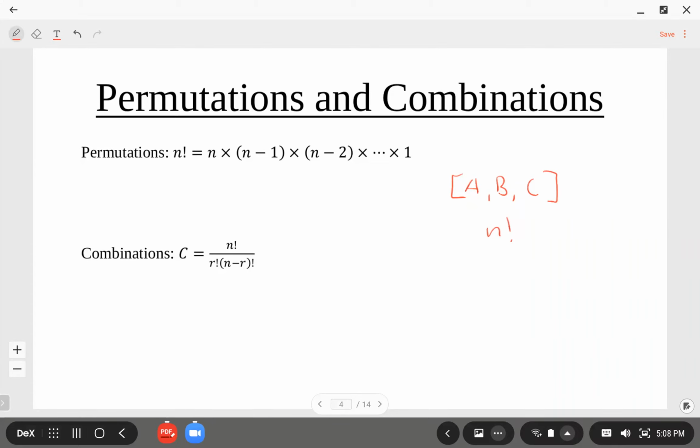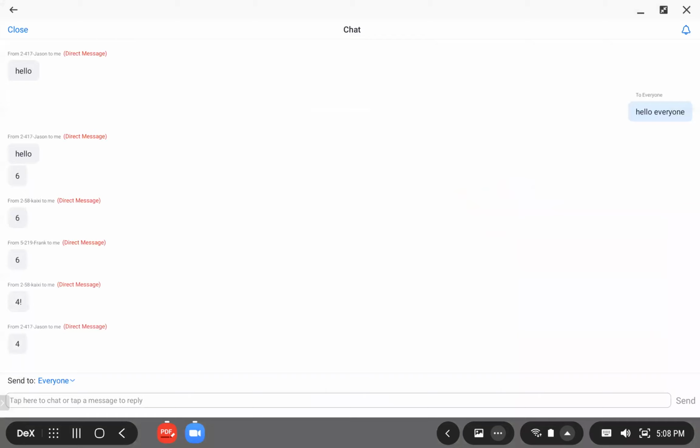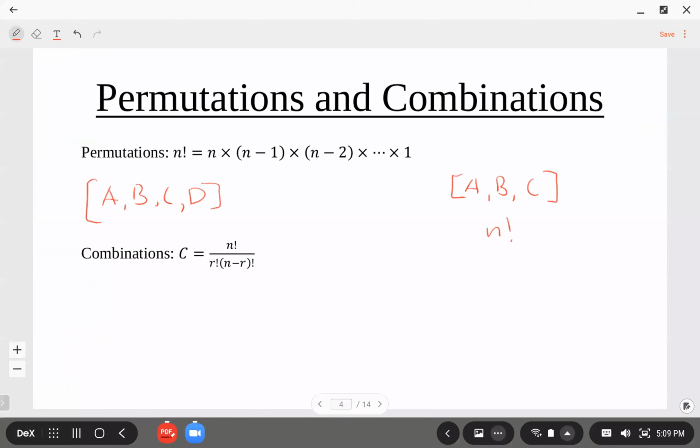Okay. So how many permutations are there of A, B, C, and D? Please put your answer in the chat. This should be a very quick one. Okay, Kai says 4 factorial, very good. And 4 factorial is going to be 24. Very fast. Good. That is going to be our answer, 4 factorial.